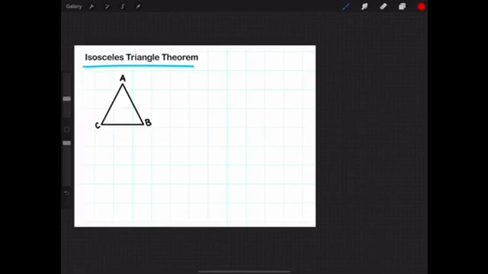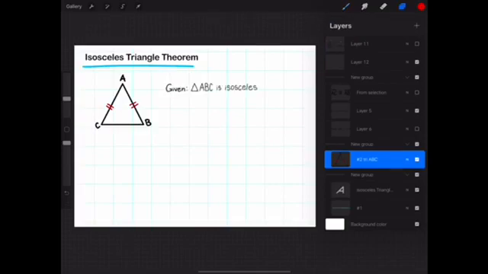Now let's get into the proof. First write down what we know and what we are trying to prove. Well, we know that the triangle ABC is isosceles, and we are trying to prove that the base angles are congruent. So we are trying to prove that angle ABC is congruent to angle ACB.